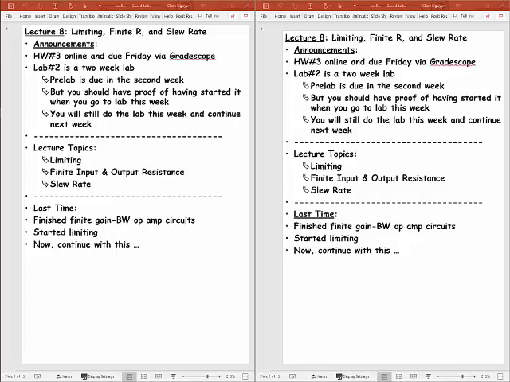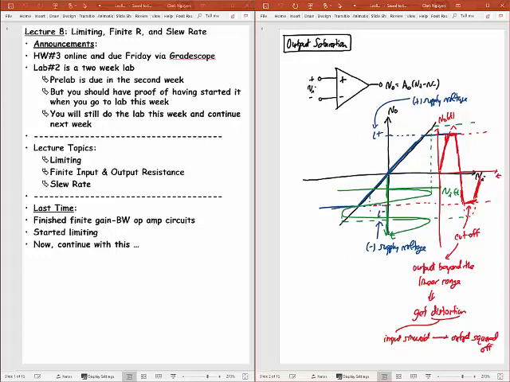So last time we finished finite gain bandwidth, and your homework is all about that this time around. I think your homework has got a couple slew rate problems on it too, and I'll cover that before the day is done. But last time what we were looking at was output saturation. This is one of the non-idealities of op-amps that you have to worry about. This is something you're definitely going to run into in your lab.